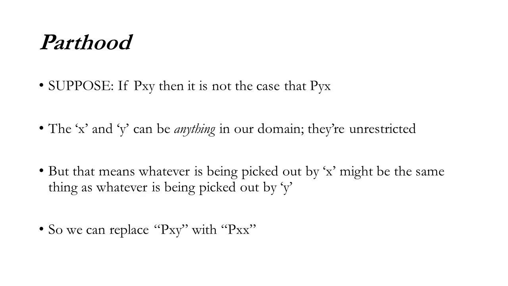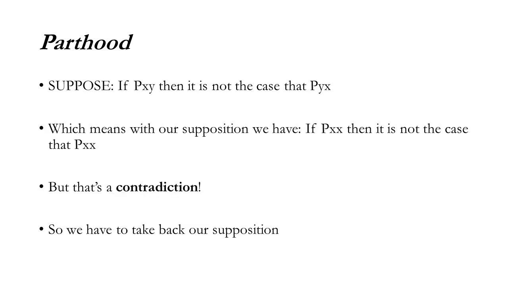Note the x and the y, they're variables that can be anything in our domain. They're unrestricted. But that means whatever is being picked out by x might be the same thing as whatever is being picked out by y. So we can replace Pxy with Pxx. And remember, parthood is reflexive, so this Pxx always holds. But that means that our supposition entails that if Pxx, then it's not the case that Pxx. But that's crazy. So we have to take back what we supposed.